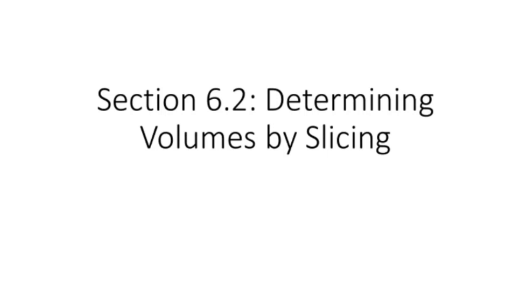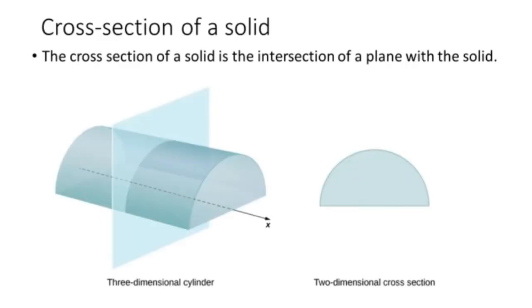Section 6.2, Determining Volumes by Slicing. In this section, we're going to look at how we can use integration to help us find the volume of a solid. The first method to finding the volume of a solid is to try to use what we call cross-sections of that solid. The cross-section of a solid is the intersection of a plane with the solid.